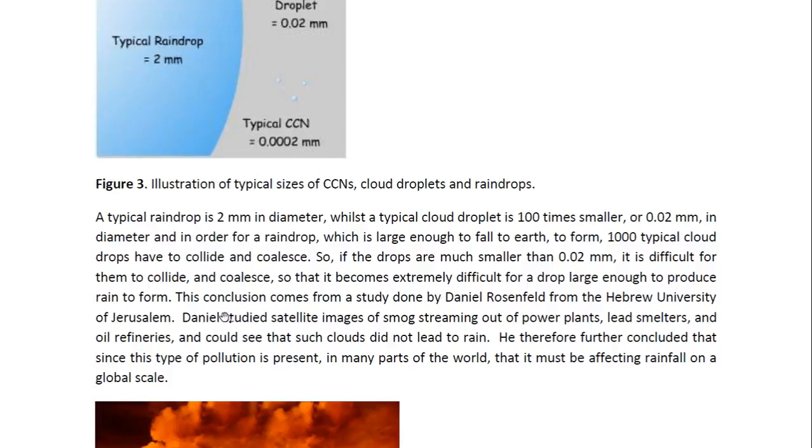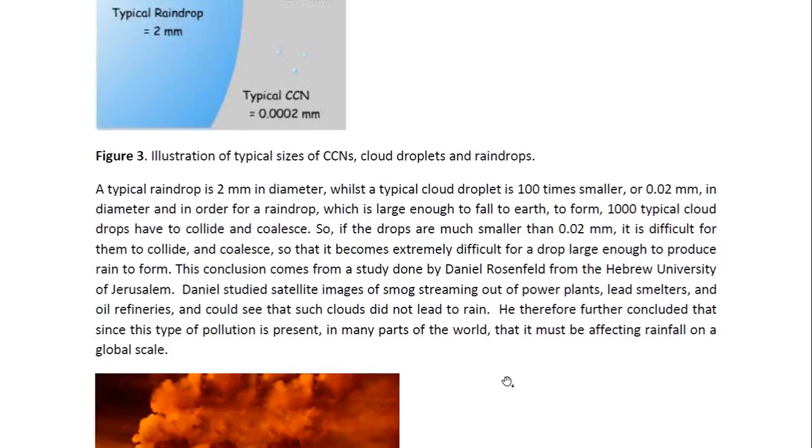And this was the conclusion that Daniel Rosenfeld from the Hebrew University of Jerusalem came to due to his study into what happens with pollution. Daniel studied satellite images of smog streaming out of power plants, lead smelters, and oil refineries. And he could see that such clouds did not lead to rain. So he further concluded that since this type of pollution is present in many parts of the world, it must be affecting rainfall on a global scale.